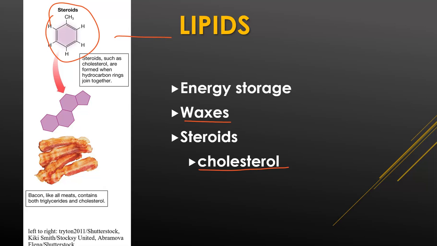Waxes are also types of lipids. We think of wax, once again, as being hydrophobic, a characteristic of this group. They are water-fearing, they don't mix well with water. So plants will cover the outside of their tissue, their epithelial tissue, with wax to prevent water loss.